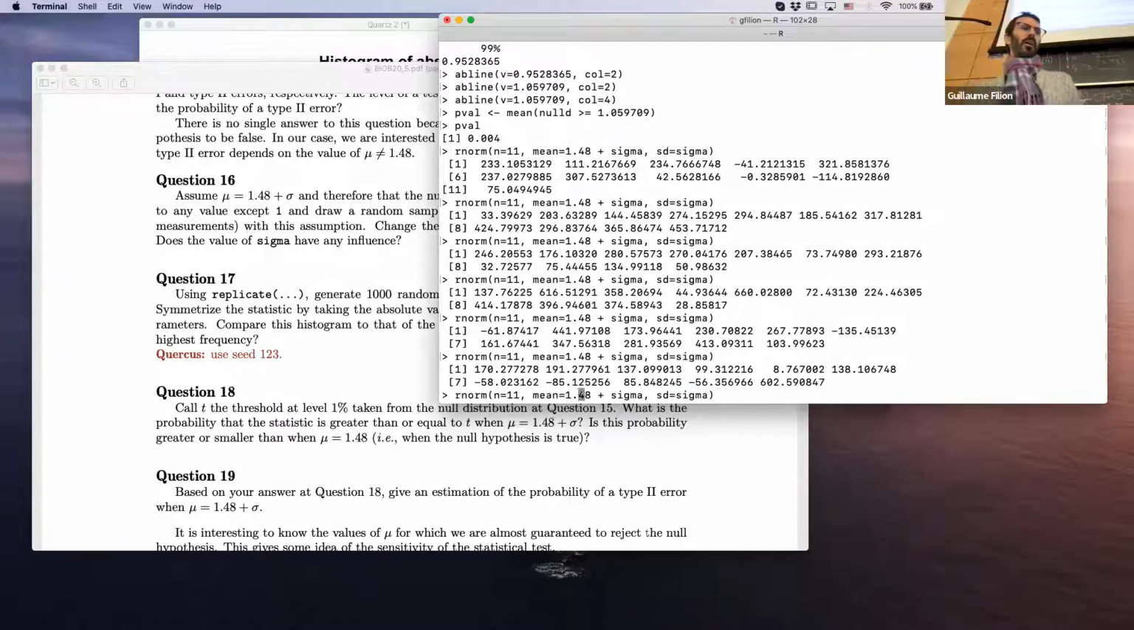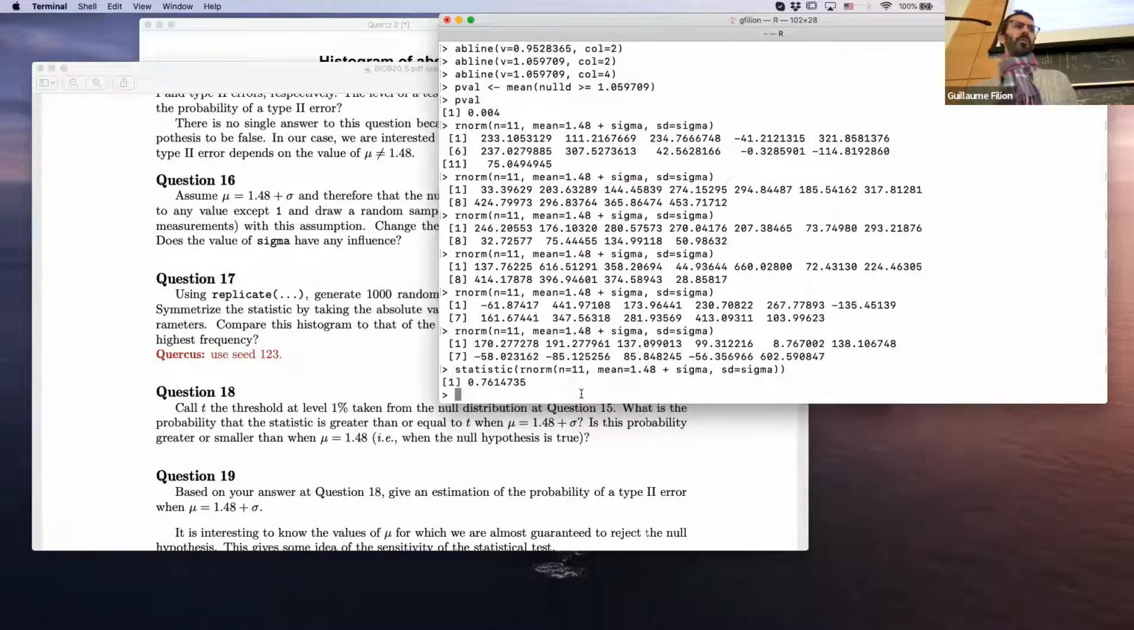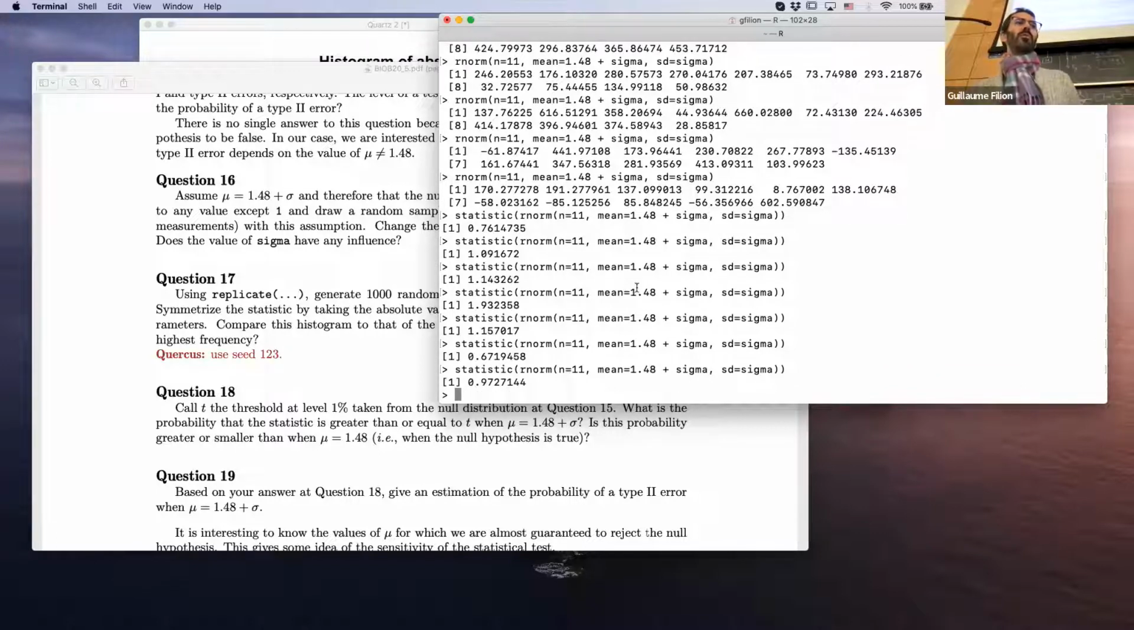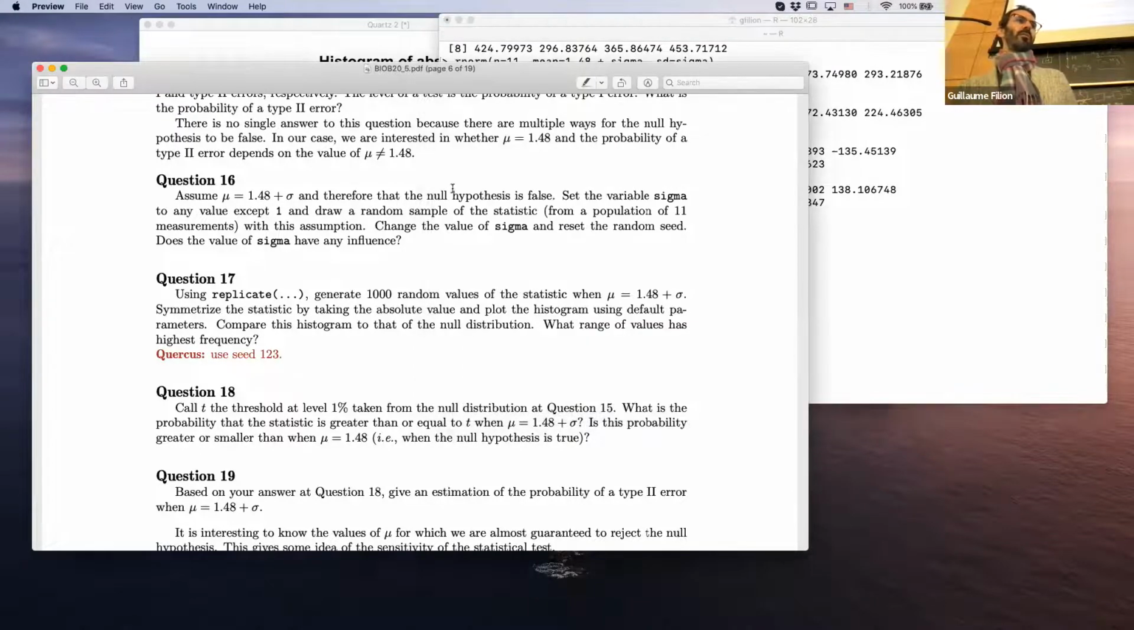And on this, I can, of course, compute the statistic. So now this is not the null distribution anymore. Okay, when I sample from this distribution, because the mean is not the correct one, then this is not the null distribution. The null hypothesis is false here. But I'm computing the distribution of the statistic when mu is 1.48 plus sigma. So when the null hypothesis is false.